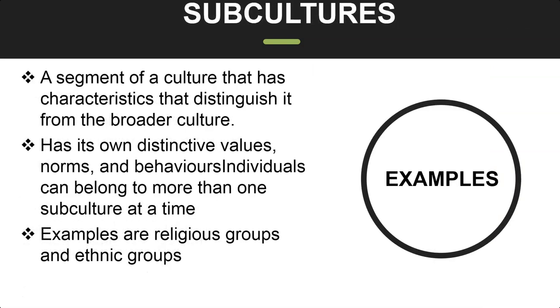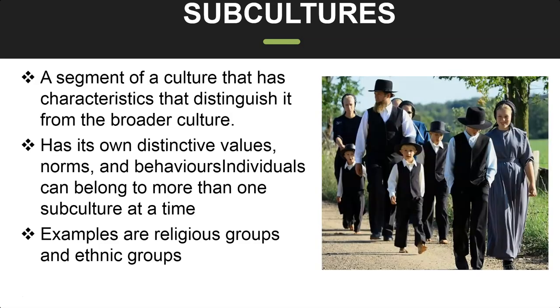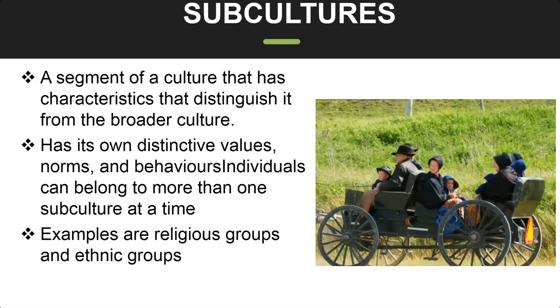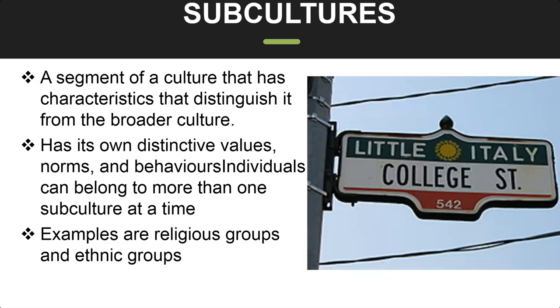The next concept I want to talk about is subcultures, and those are a segment of a culture that has characteristics that distinguish it from the broader culture. So the subculture has its own distinctive values, norms, and behaviors, and individuals can belong to more than one subculture at a time. Examples are religious groups, such as Hutterites, Mennonites, or ethnic groups.